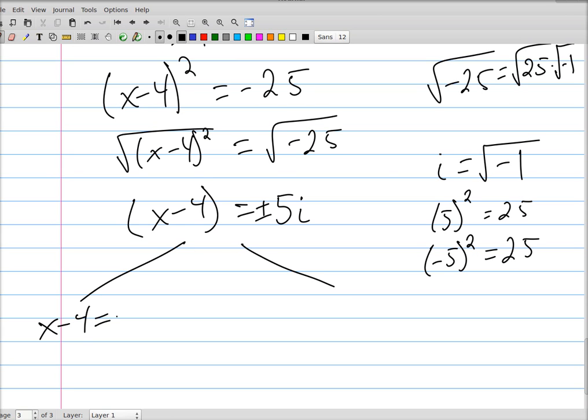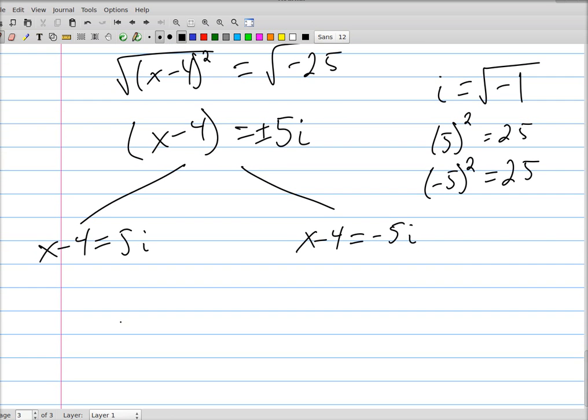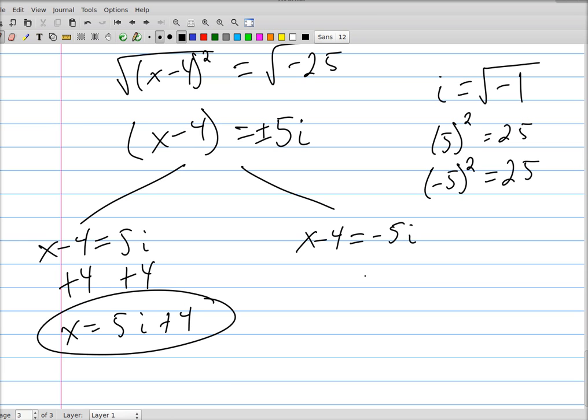I've got x minus 4 is equal to the positive 5i and x minus 4 is equal to the negative 5i, like that, because it's both positive and negative, two of them in fact. Further, when I go to solve this, I can just add 4 to both sides and get x is equal to 5i plus 4 as one of my answers. And then of course over here I'm going to get x is equal to negative 5i plus 4 as my second answer.